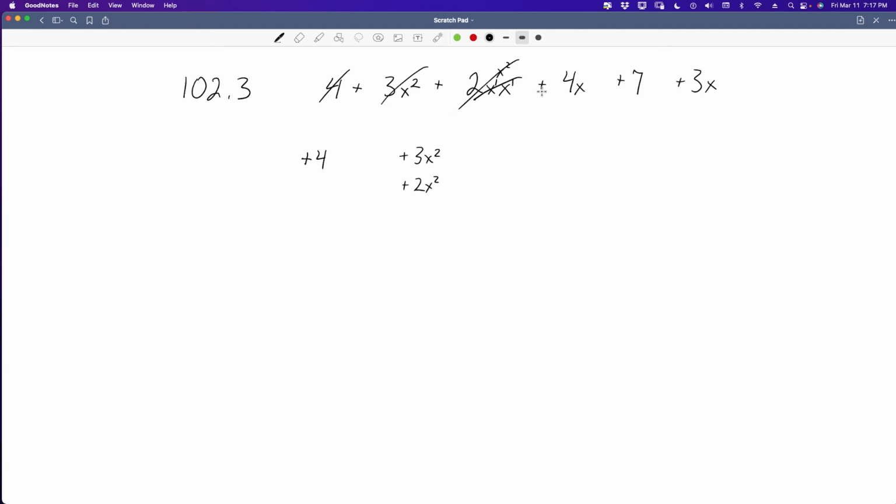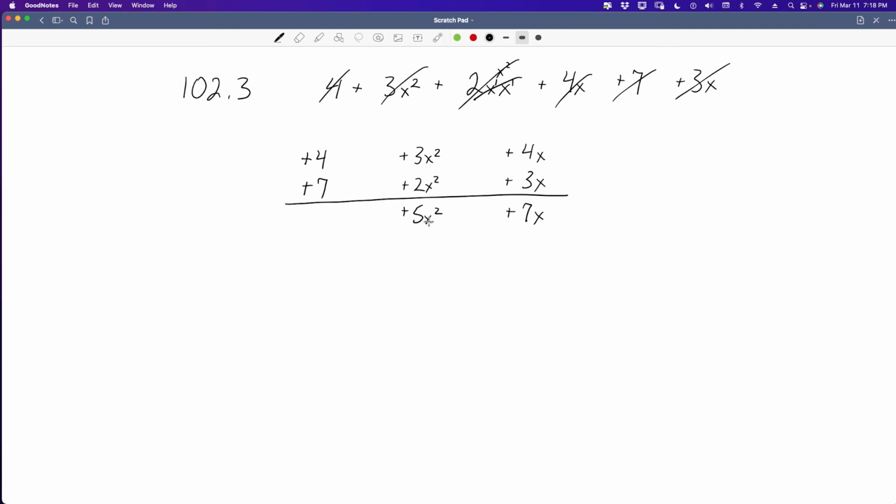Now I have a positive 4x. Well, I have an x squared, but I don't have an x to the 1, so I'm going to make another column just for that. So that one's done. Now I have a positive 7, a constant all by itself, so I'm going to put it over here with my constant of 4, and that one's taken care of. And now I have a positive 3x by itself. We'll put it with this x term, and now I'm going to draw a line underneath all of these and add them together.